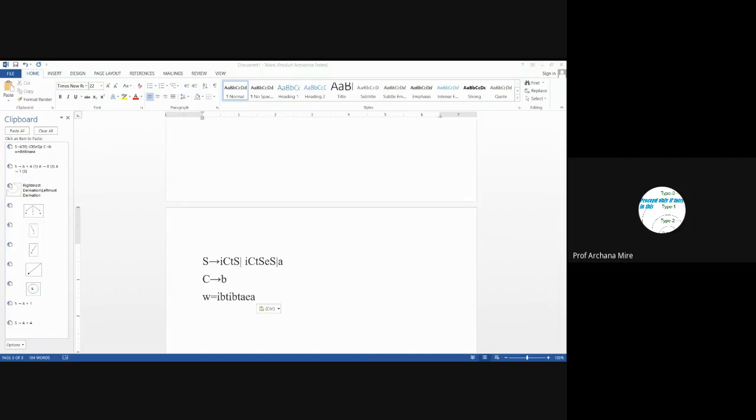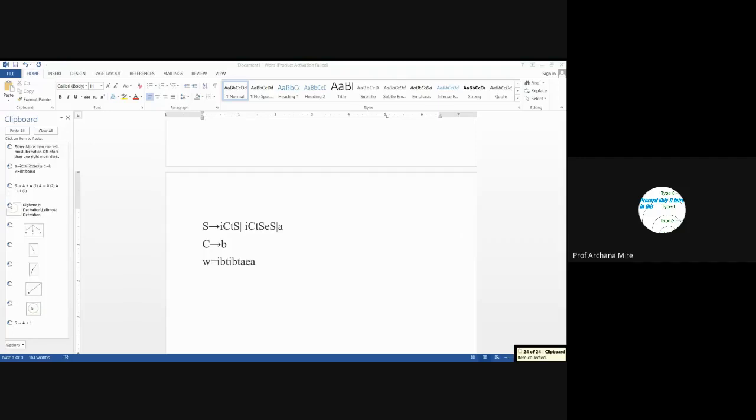Yeah. So this is a grammar, and we want to identify whether this grammar is ambiguous or unambiguous. Now, to identify whether this grammar is ambiguous or unambiguous, in case the grammar is ambiguous, then identifying only two leftmost derivations, or only two rightmost derivations, or only two derivation trees is sufficient.